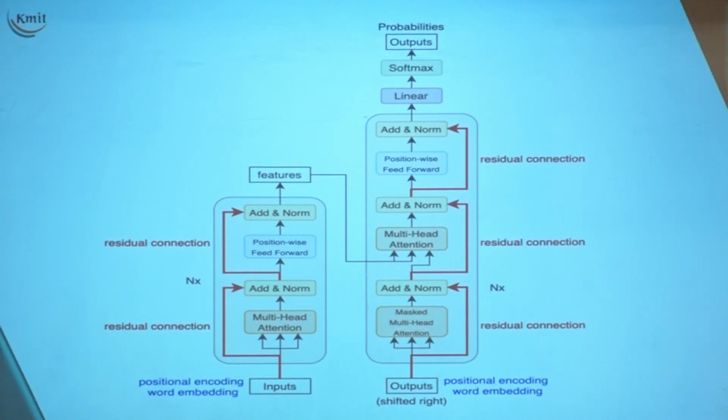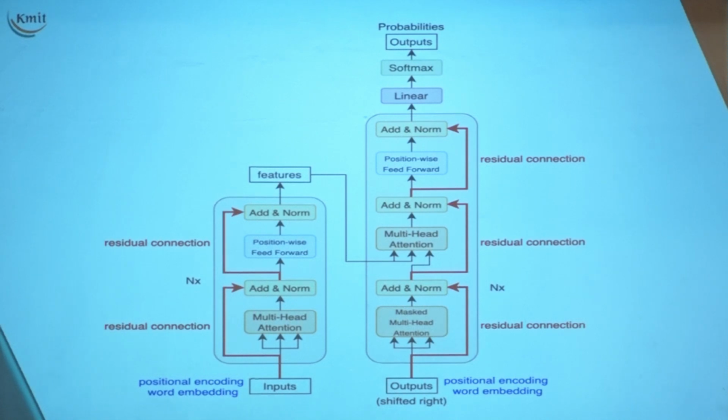Okay. So what did we see in the first part? Inputs, positional encoding, word embedding, given to MHA, passed to add and norm, given to feed forward, passed to add and norm, generate the transformed features. Are you all ready to understand the decoder now?